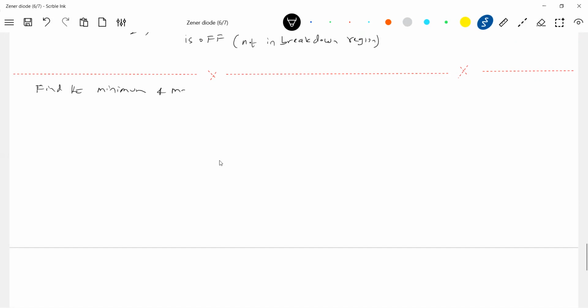Find the minimum. Find the minimum and maximum value of RS for the given circuit conditions.